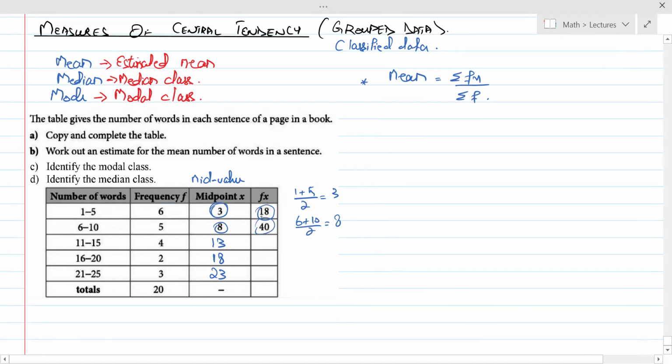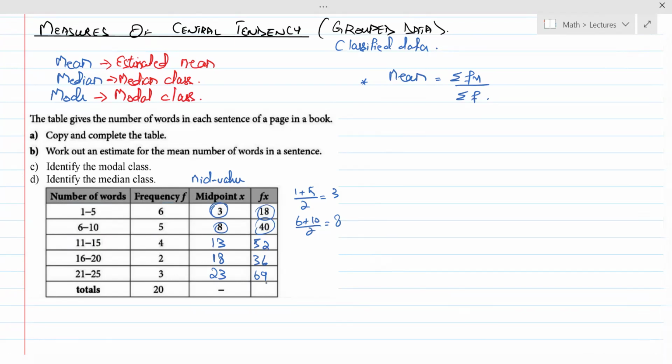In the same way, we'll complete our remaining values. So 4 into 13, that would give us 52. 2 into 18, that would be 36, and 3 into 23, that would give us 69. We got these values. And summation fx means you have to sum them up.